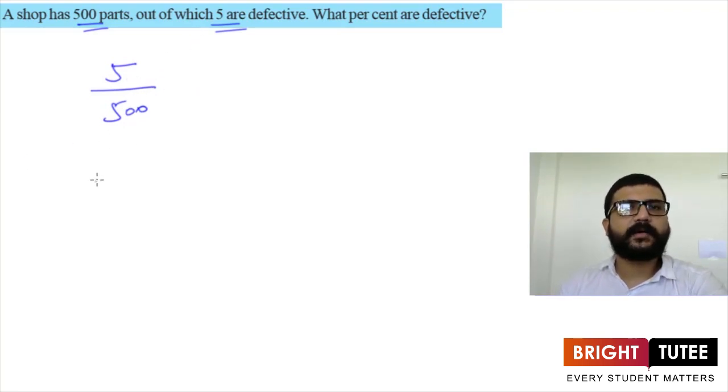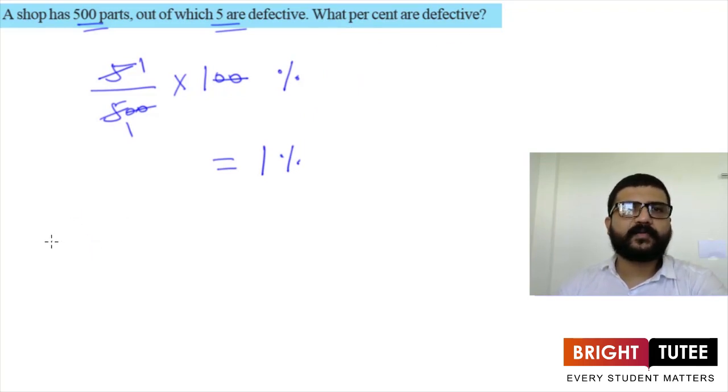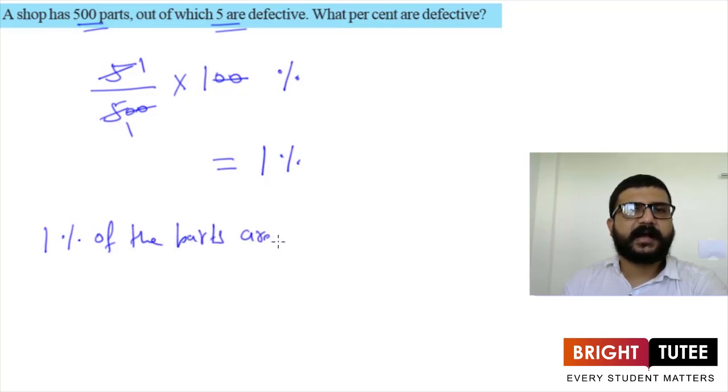Now we have to convert this into a percentage. So what will we do for that? We will simply multiply this by 100 and this is the percentage. Now we can simplify this. 5 ones are 5, 5 ones are 5. So here we are getting 1%. So it means we can say that 1% of the total parts are defective. We can write it like this: 1% of the parts are defective.